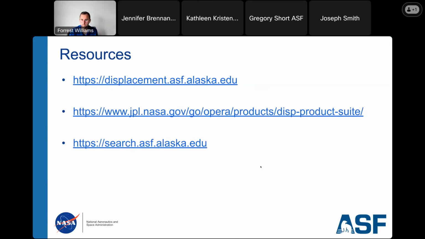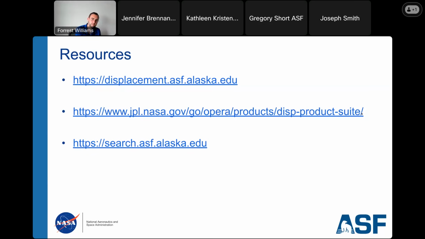If you want to learn more about these products, probably the best place to go is this JPL address right here. That's jpl.nasa.gov/go/opera/products/DISP product suite. This is where you'll find that product description document I was talking about, as well as some broader information about the OPERA project. They have a lot of other great products that we also host at ASF that are also coming out of here. The OPERA RTCs are one we've been hosting for a while now. And so you might also be interested to learn about their other products.